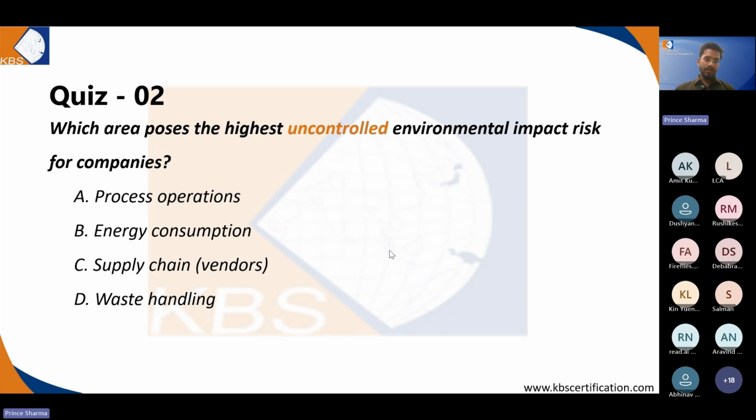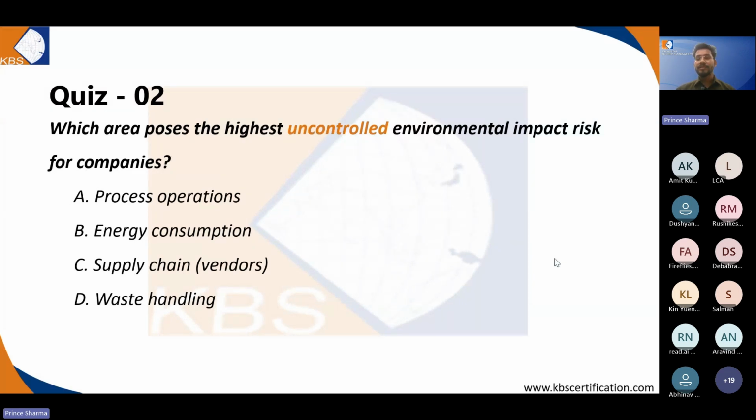And if we talk particularly about option A, that is process operations, all those industries which are very heavy on processes, like the cement industry, aluminum smelting, then glass manufacturing, and then ceramics. These are some of the industries which have very high uncontrolled environmental as well as financial risk. When we talk about energy consumption, of course these stated organizations have their environmental impact as well as financial risk.